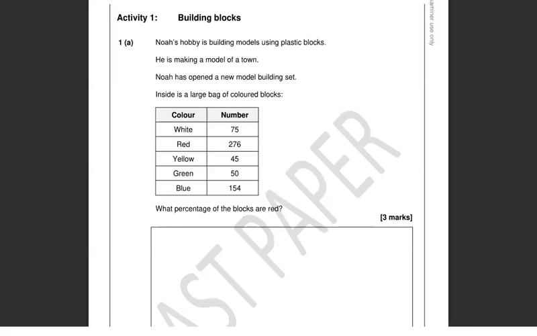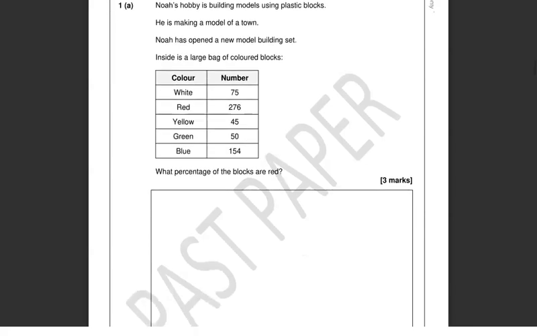For example, Noah's hobby is building models using plastic blocks. He's making a model of a statue. Noah has opened a new model building set. Inside a large bag of colored blocks, you can see clear colored blocks. What percentage of the blocks are red? You can see red stands out there.